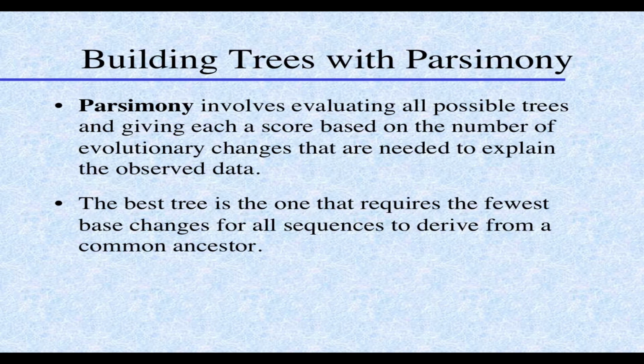So parsimony involves evaluating all the possible trees and giving each tree a score based on the number of changes that are needed to explain the observed data. So this is a minimum evolution approach. So assuming an ancestor, how many changes would have to happen to go from that ancestor to the available data that we have? The tree that requires the fewest changes is, by definition, the best tree.